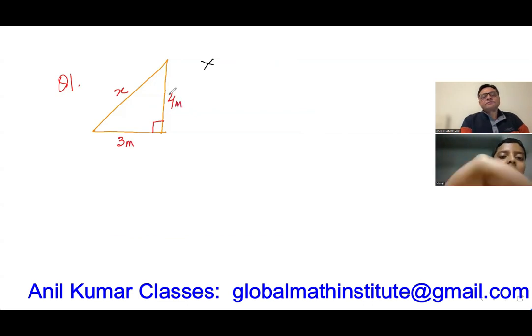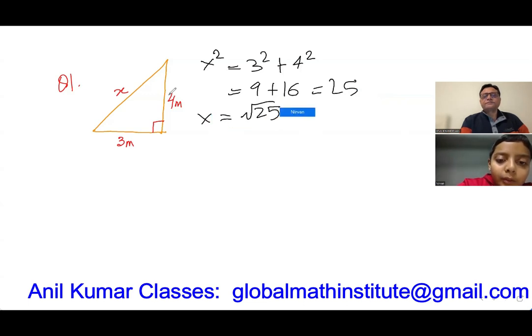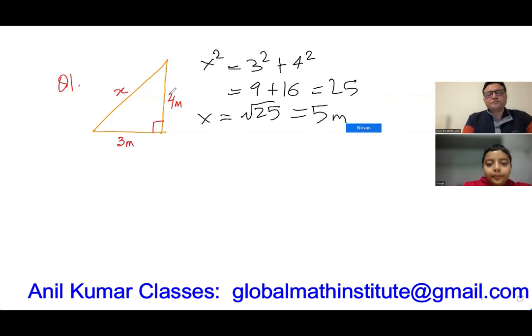So you start with the first step, x squared equals 3 squared plus 4 squared. Correct. And that's equal to 9 plus 16, which is 25. So x equals square root of 25, which is 5. So x is 5 meters. Very good.